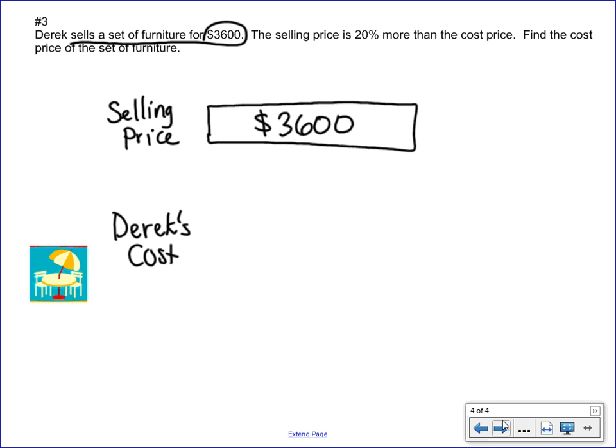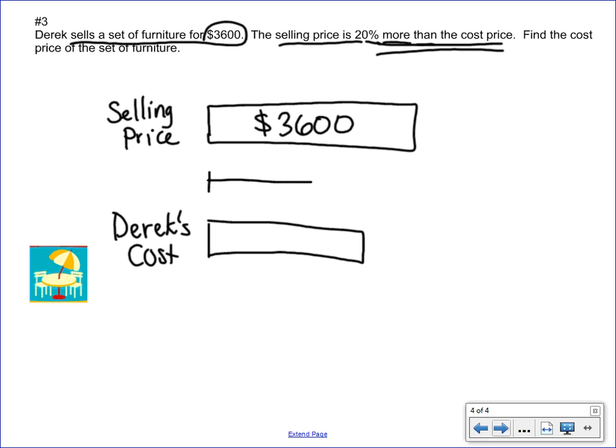What do we know about Derek's cost, Cormac? The selling price is being compared to Derek's cost. That's why we know that it's the base. Oh, and what happens first? Does Derek have any furniture to sell if he doesn't buy it first? No. Okay, so this is being compared. Look at selling price is being compared to the cost price. The words following percent more than our cost price. Okay? So that means that his cost, not only did it happen first, but we're comparing what he's selling it for to what he bought it for.